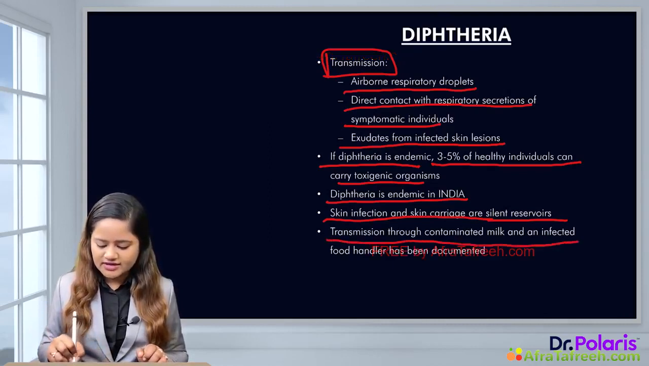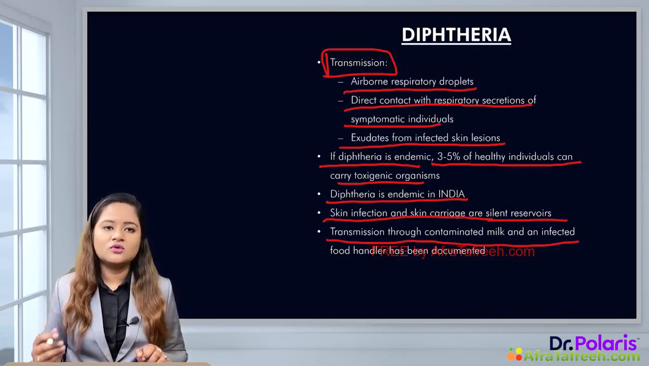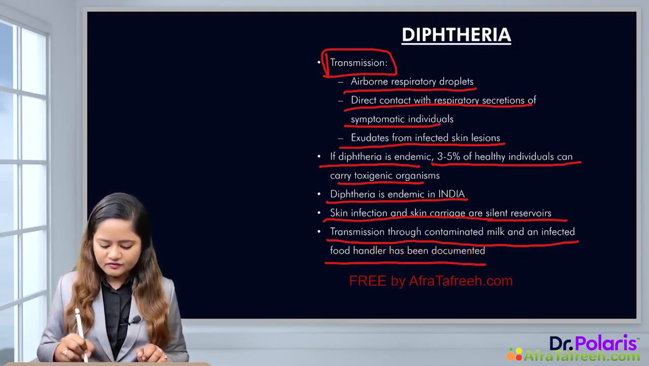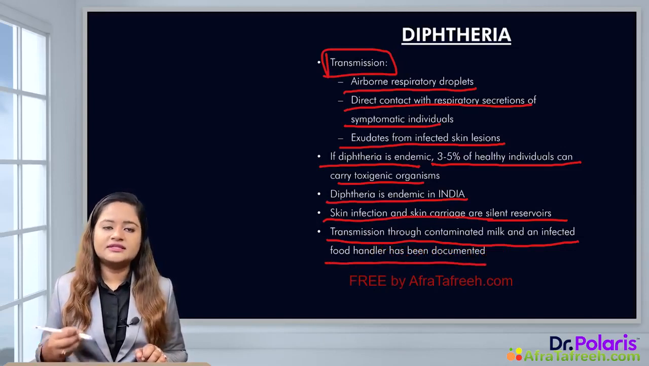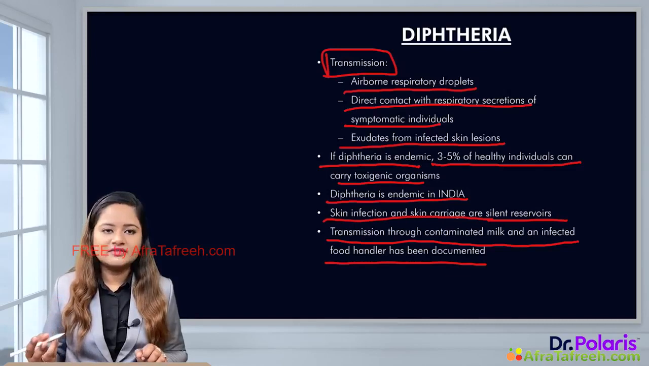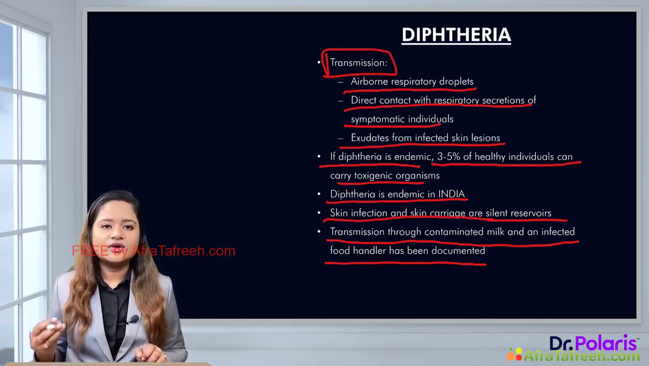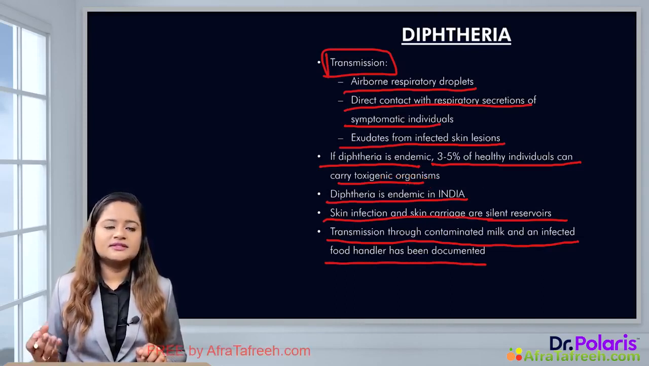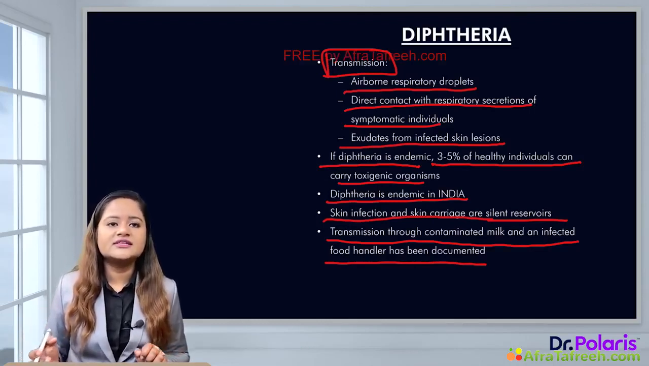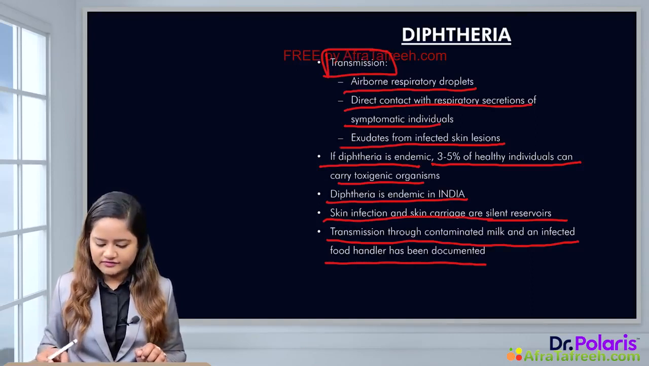Transmission through contaminated milk was also a cause of outbreaks, and infected food handlers have been documented in spreading the infection. So airborne infection spreads by respiratory droplets, direct contact with infected droplets, direct contact with infected skin lesions, and infected food handlers. These were the methods by which the disease got transmitted. Many years back, poor sanitation, poor hand washing, too much overcrowding, and staying together in slums or overly populated areas led to easy transmission of these infections.